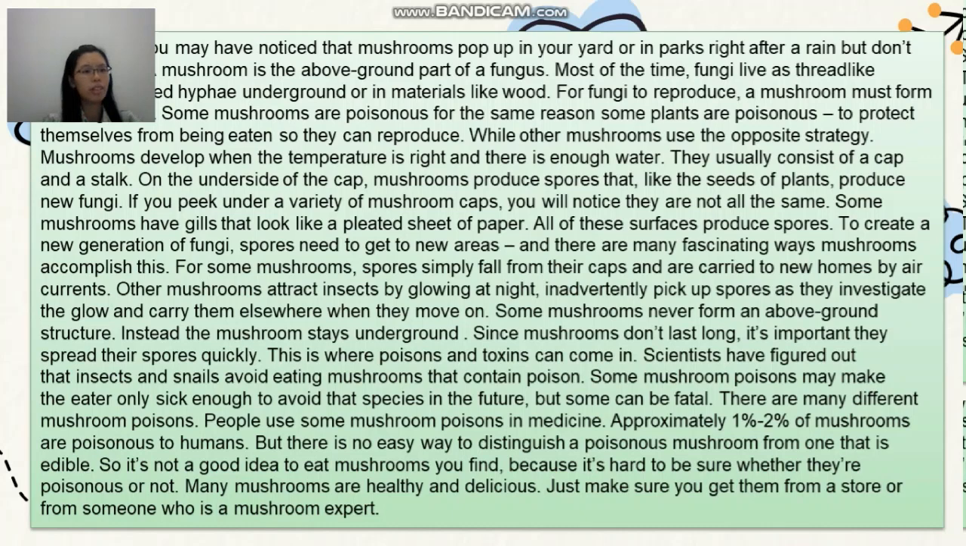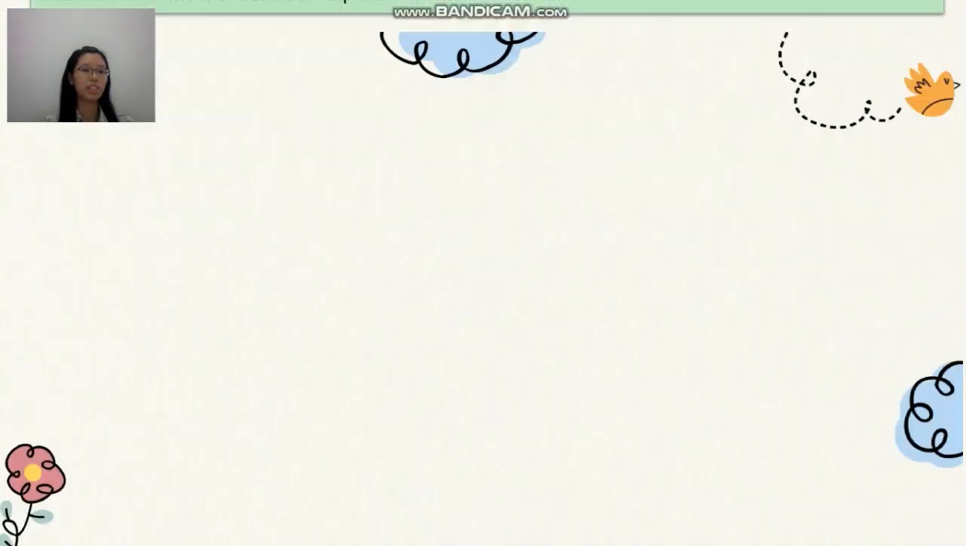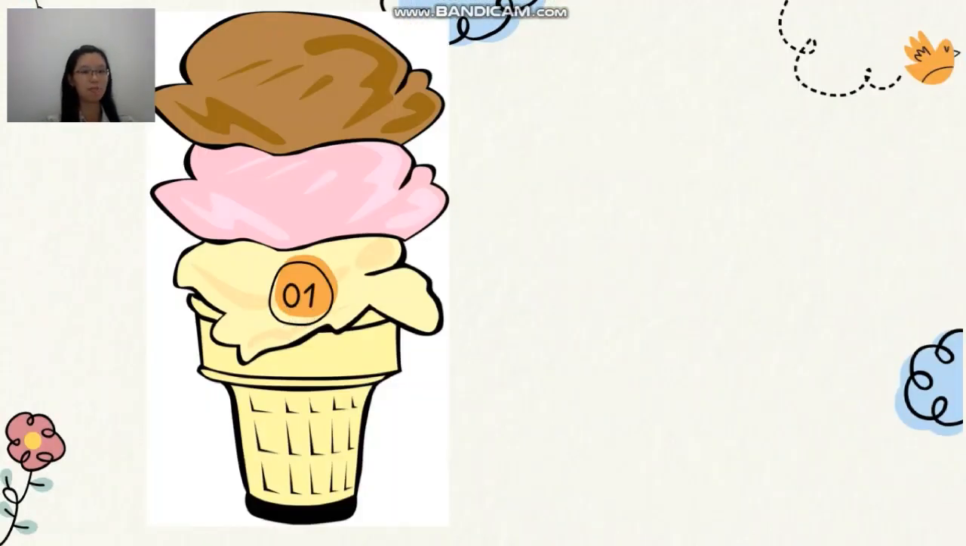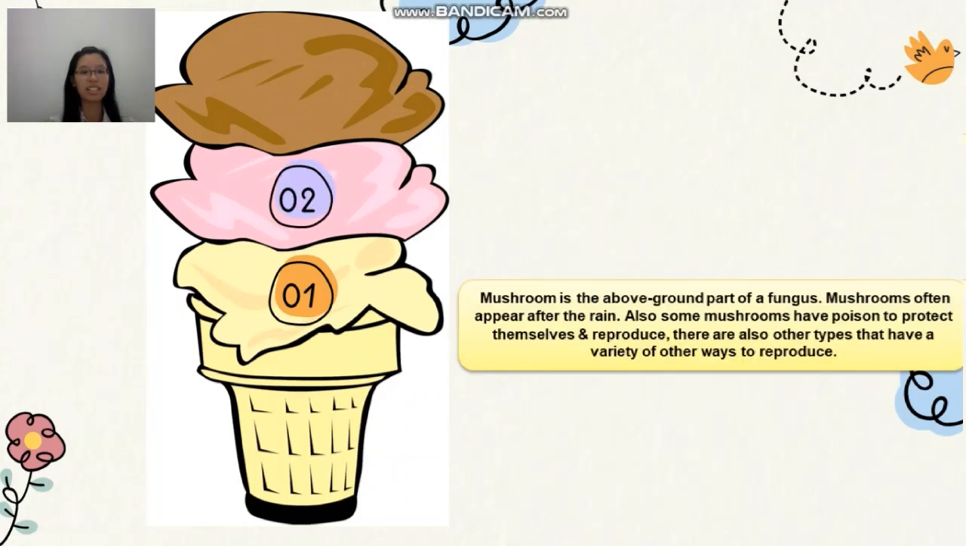So, after we find the supporting details or the sentences that talk about the details, we can put them into the ice cream strategy. The first layer will talk about the first supporting details. Mushroom is the above ground part of fungus. Mushrooms often appear after the rain. Also, some mushrooms have poison to protect themselves and reproduce. There are also other types that have a variety of other ways to reproduce.